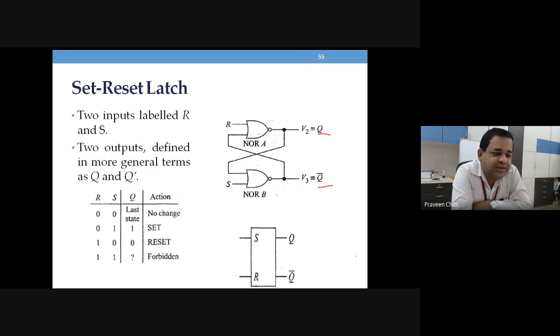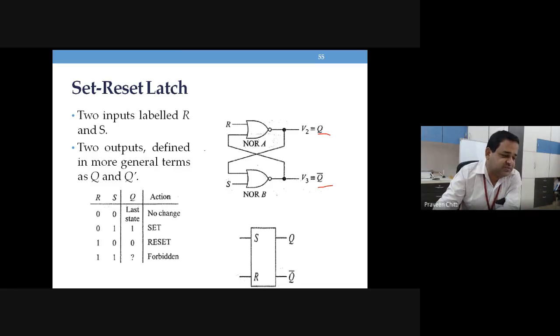Whereas the property of the NOR gate is what? When both the inputs are 0, only then will it give you output as 1. And if one of the inputs to the NOR gate is 1, its output will be 0. That is the important property you have to remember. The moment you apply any input to the NOR gate as 1, irrespective of the other input, its output will always be 0. That is the important property that you have to remember when you are explaining the working of the SR latch.